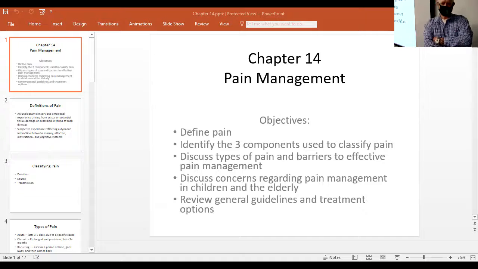Let's see. Also in older adults, they've got some complexities because of their health comorbidities. What's comorbidities talking about, guys?